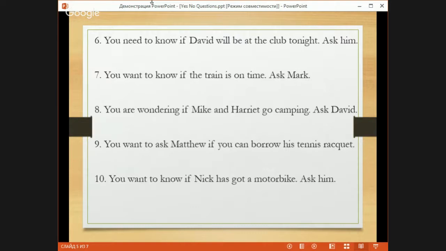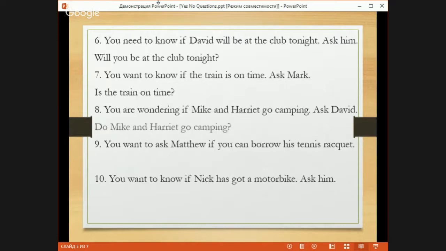I'm sure you are ready, so let's look at them. You need to know if David will be at the club tonight. Ask him. Will you be at the club tonight? You want to know if the train is on time. Ask Mark. Is the train on time? You're wondering if Mike and Harriet go camping. Ask David. Do Mike and Harriet go camping? You want to ask Matthew if you can borrow his tennis racket. Can I borrow your tennis racket? And the last one, you want to know if Nick has got a motorbike. Ask him. Have you got a motorbike?